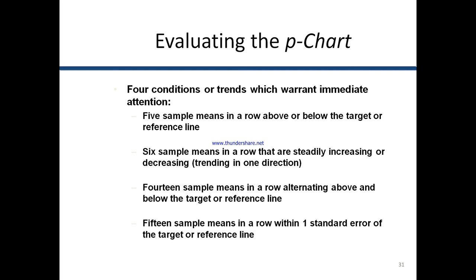And if you can observe, let's say, 14 sample means in a row alternating above and below, there is a pattern, right? It's not actually random. Then there is something wrong with our process. Or if you can observe 15 sample means in a row within one standard error of the target or reference line, then again there is something wrong with our process. So in all these cases, even though the values are in between the upper control limit and the lower control limit, we have to be concerned. It gives us a warning signal that there is something wrong with our process, right?